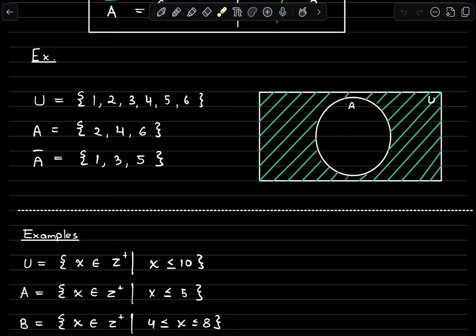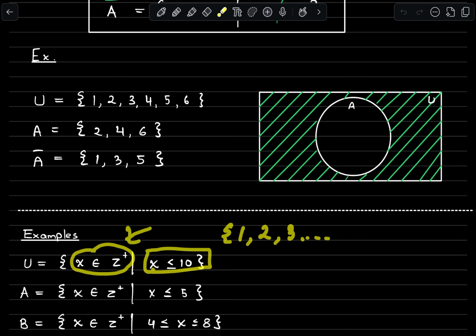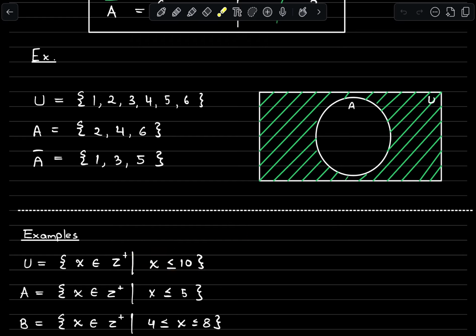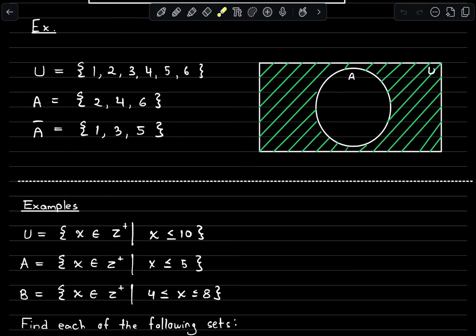Right, so now let's look at some examples. Let's suppose we've got this universal set: x is a positive integer such that x is less than or equal to 10. So that means it's going to be the numbers 1 through 10. That's our universal set. A is going to be a subset of that, and it's going to be everything up to and including 5. B, same idea, but this is going to be the numbers between 4 and 8, including 4 and 8.